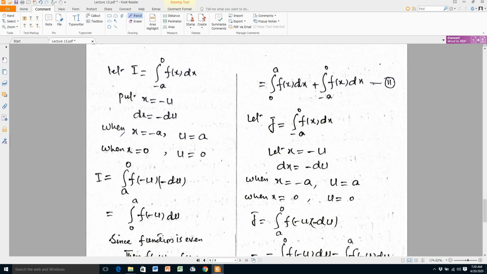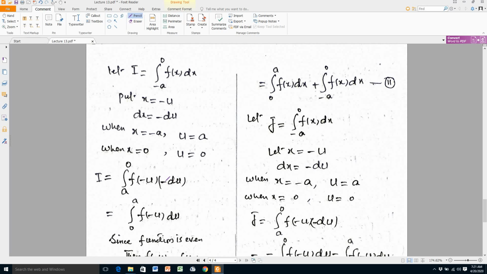Now I make this substitution here. I is equal to the integral from a to 0, and you know that when x is equal to minus a, u is equal to a. So this negative a is replaced by a, so it is a to 0. Then f of x is equal to f of minus u, I replace x with negative u, and then dx is equal to minus du, and you see here this is minus du.